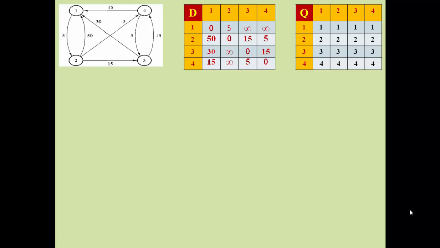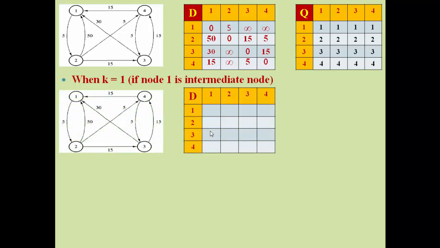Now let us consider 1 as an intermediate node, and let us find the different values of our capital D. So now the value of k is equal to 1. It means that we consider node number 1 as an intermediate node. For the first row, 1 is nothing but our source node, so by default it is an intermediate node. So we can have the same value as our initial value of our capital D matrix.